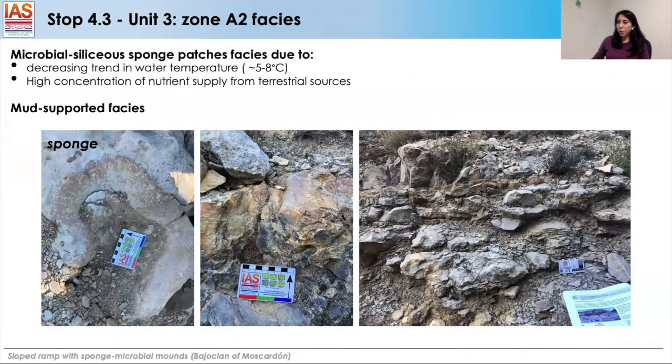In stop 4.3, we have some images of these kinds of facies, the microbial siliceous sponge patches. We have sponges, and this facies reflects a decreasing trend in the western Tethys in water temperature, between 5 to 8 degrees, and furthermore a high concentration of nutrient supply from terrestrial sources. And then we have mud-supported facies.